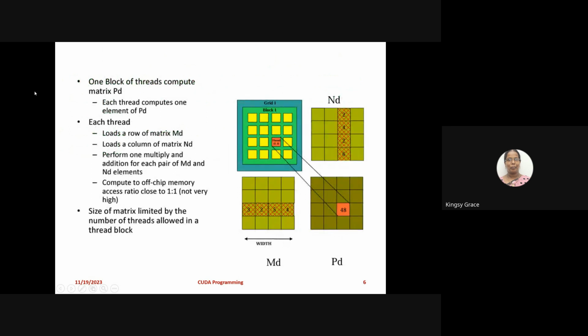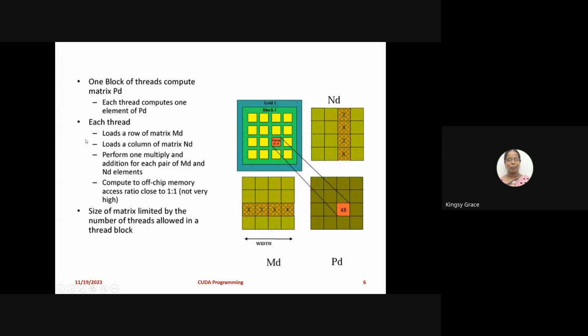So here, one block of threads computes. There are two matrices, MD and PD. In the PD matrix, one block of threads computes matrix PD, and each thread computes one element of PD. For each and every element in the product matrix, ND and MD are multiplied and stored in PD. In the PD matrix, each thread computes one element of PD.